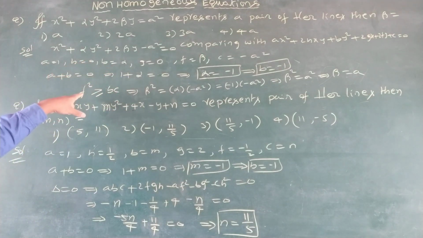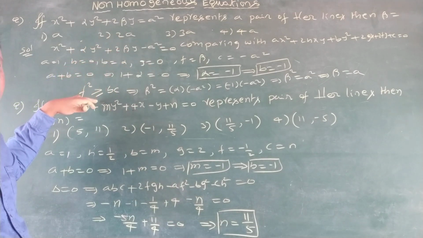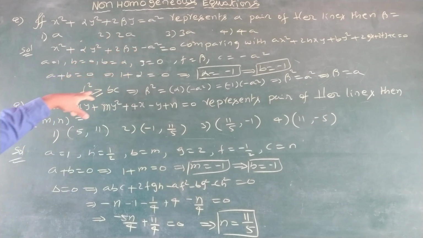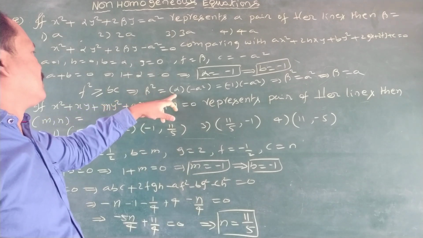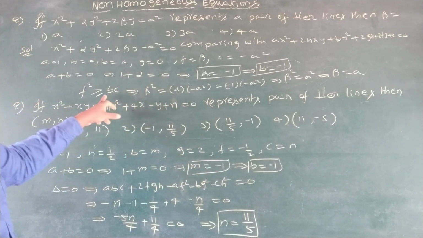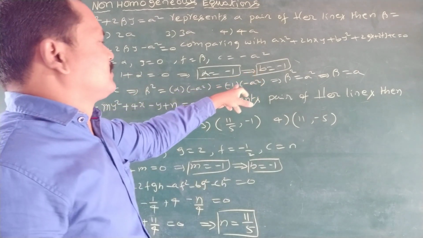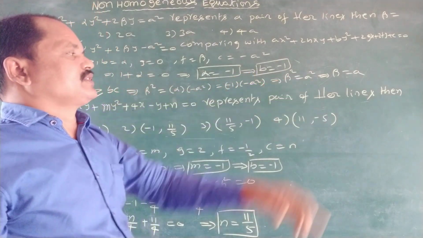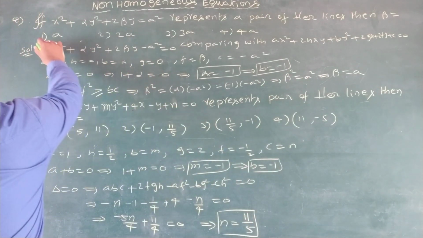Now, one of the conditions, f square greater than or equal to bc, also says the equation represents a pair of lines. F square, that is beta square, equals bc. b is alpha, c is minus a square. Alpha is nothing but minus 1, so minus times minus gives plus. Beta square is equal to a square. So beta is equal to a. That's why the first option is the answer.